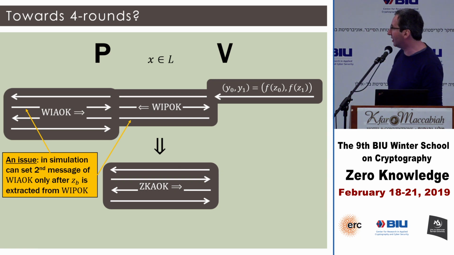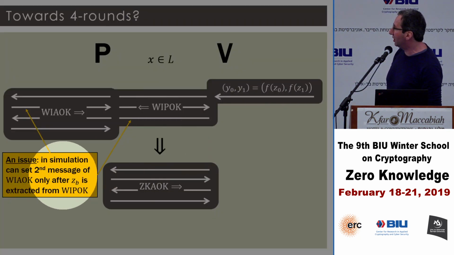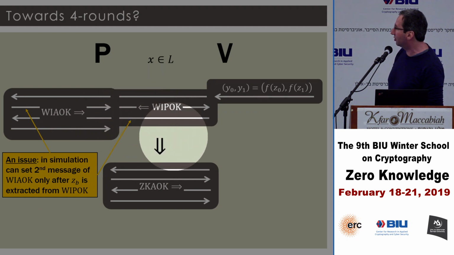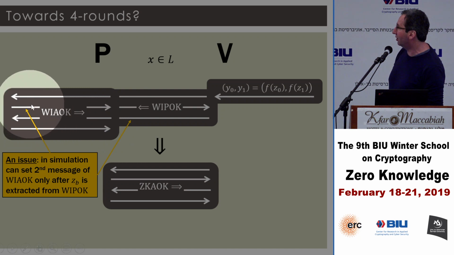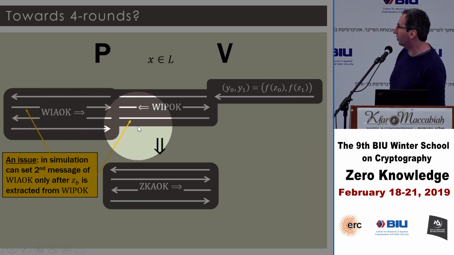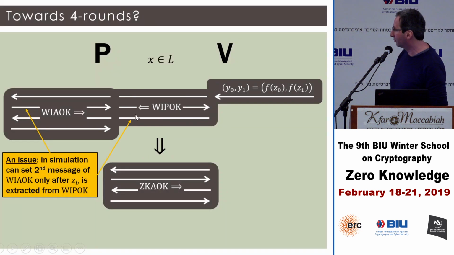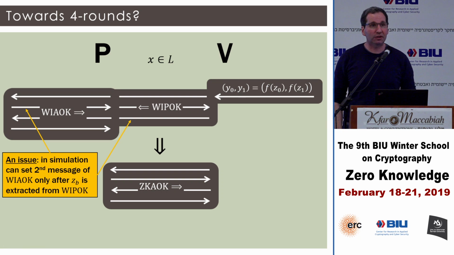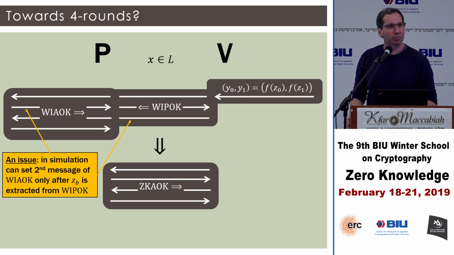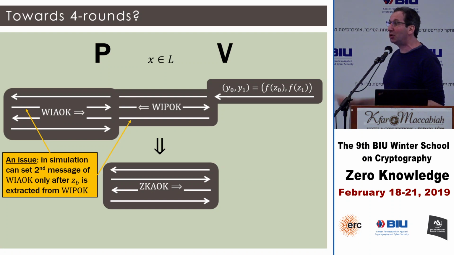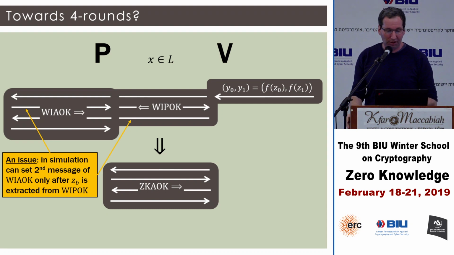And the issue is very subtle. When you simulate, you extract from this witness indistinguishable proof of knowledge, and you need to set the second message here in order to cheat in the simulation before you have extracted the fake witness Z here. So you have to be really careful about this. This is something I noticed while I was preparing the slides. I was convinced it works, and then it didn't work. I'm not convinced that one cannot make a careful argument that it works. It might be worth thinking about because this is a very elegant protocol.